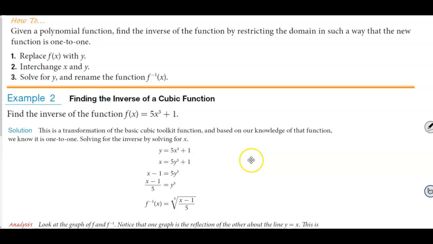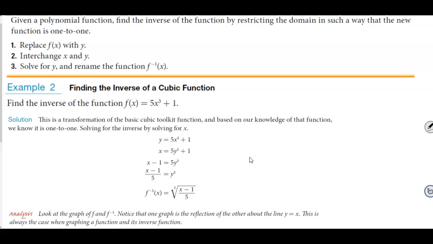This is a transformation of the basic cubic toolkit function. And based on our knowledge of that function, we know it is 1 to 1. Solving for the inverse by solving for x. So the first thing we're going to do is replace f of x with y.